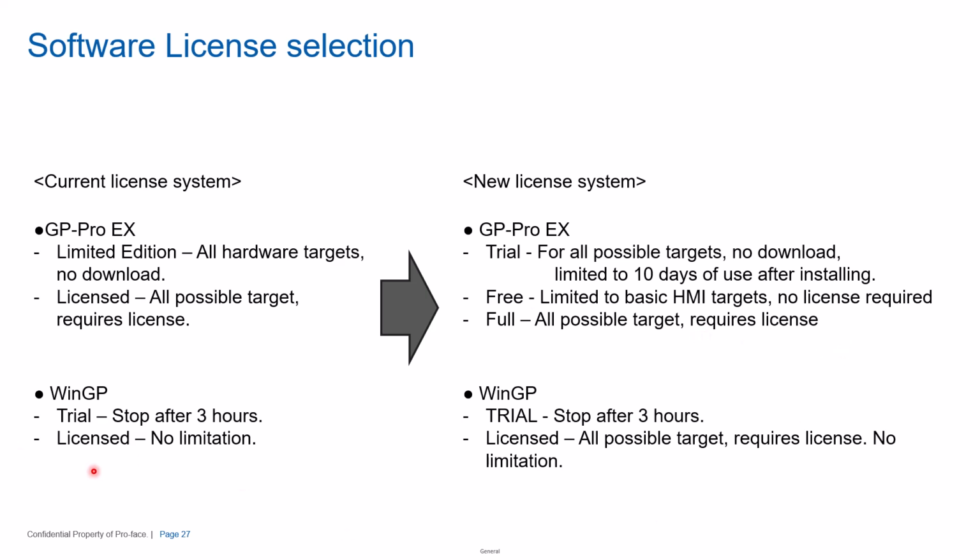And then the full, which is all possible targets but requires a license. Okay, so for WinGP today, you have a trial version that stops after 3 hours, and then if you're licensed, of course, it runs with no limitations. And that's very similar to what we'll have today. We'll have a trial version that will stop after 3 hours, and of course, when it is licensed with whichever method, then it will run with no limitation.